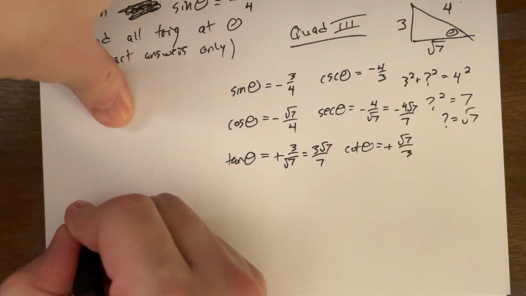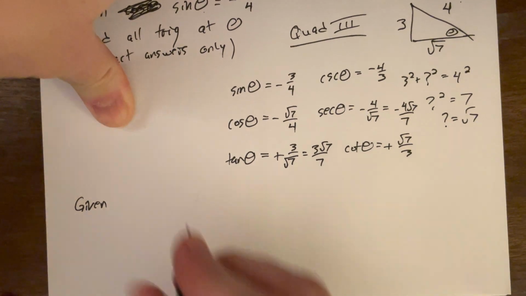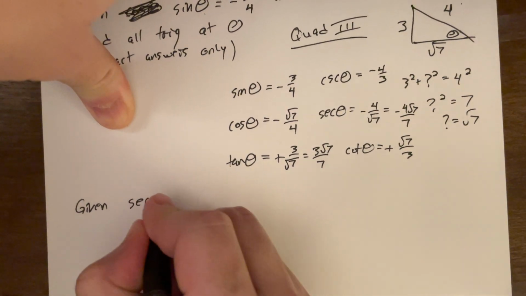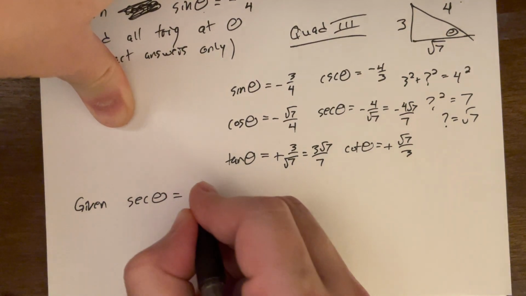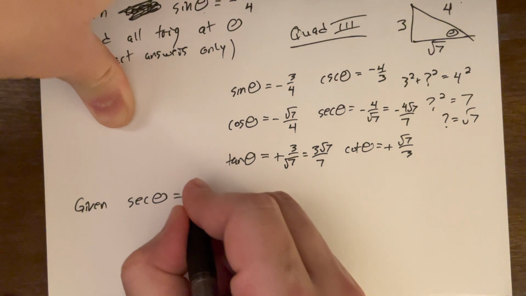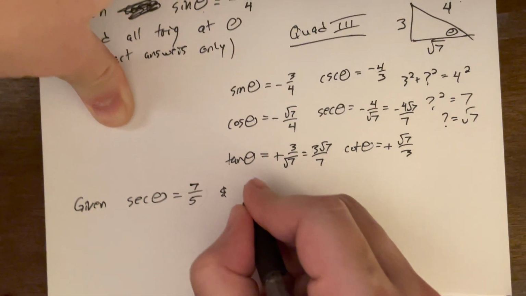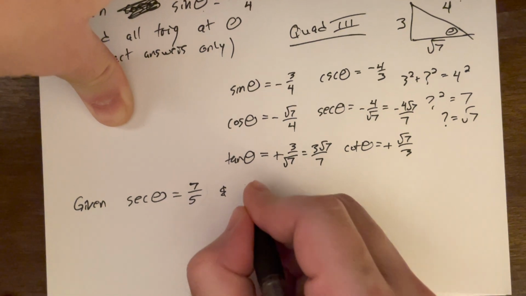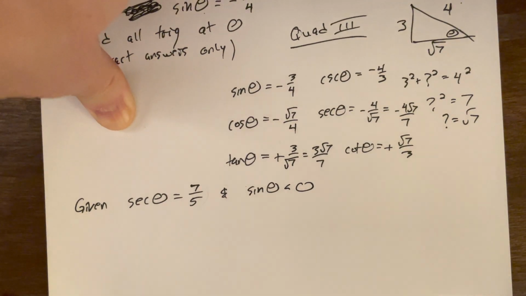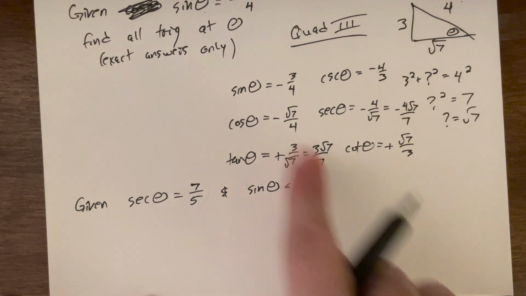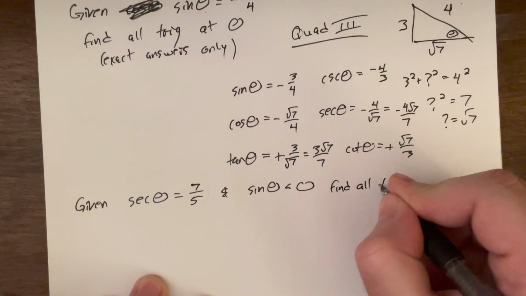Let's do another one. This time, let's say we are given secant of theta equals 7/5, and sine of theta is less than 0. Same thing. Find all the trig at theta, exact answers only.